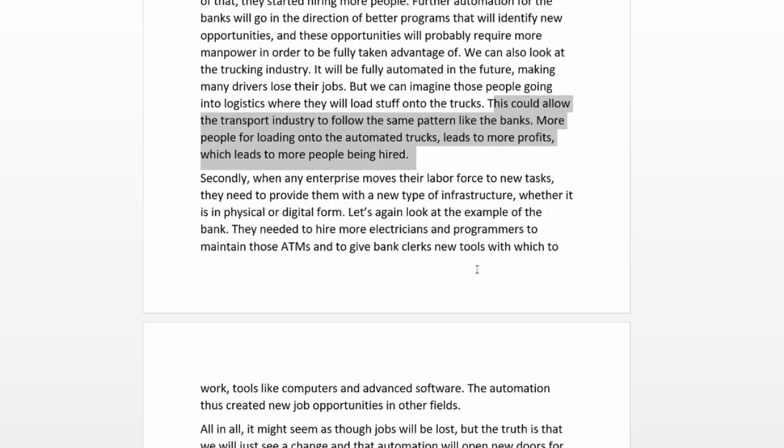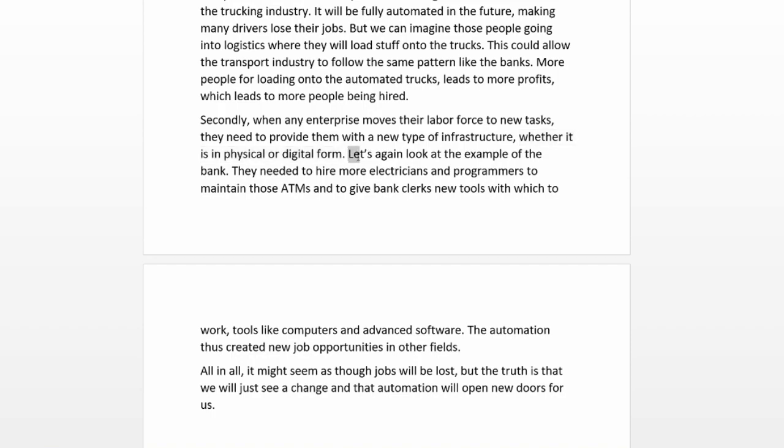In the next paragraph, I talk about the doors that the automation will open when an enterprise moves their labor force to new tasks. They will need to provide them with a new type of infrastructure, whether it's in physical or digital form, whether they will have to have new tools or whether they will have to have new programs. And here again, I talk about the banks. They needed to hire more electricians and programmers to maintain those ATMs and to give bank clerks new tools with which to work. Now, when I look at this, instead of bank clerks, I could have said bank employees, but it's not that big of a problem. You don't always have to put synonyms, but it is good. It will give you a higher score.